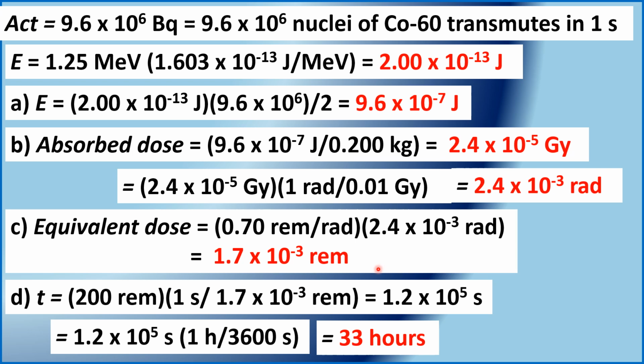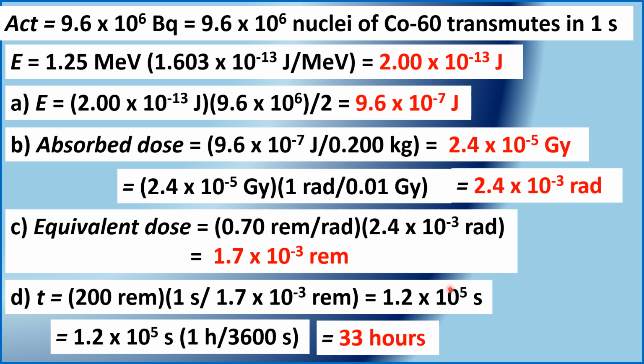For the target body, in this case, the cancerous tumor or tissue, for it to be able to be exposed to 200 rems, it would require 33 hours of continuous exposure. In other words, what is being implied here is that using this cancer treatment using cobalt-60 as the source of gamma radiation is relatively safe.